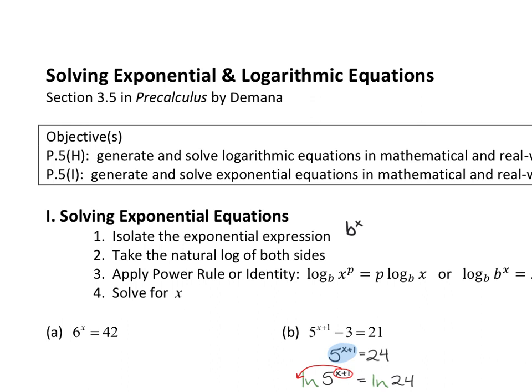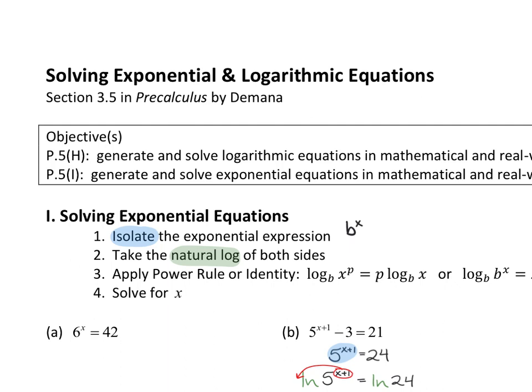There's a few steps to being able to do this, and it does utilize the idea of logarithms and exponentials being inverses of each other. First thing we're always going to do is work to isolate the exponential expression, which is the b to the x. So the base with the power needs to be the only thing on its side, equal to some number, for us to be able to do this. Then we're going to take the natural log of both sides. So we will literally put ln, natural log, on both sides.